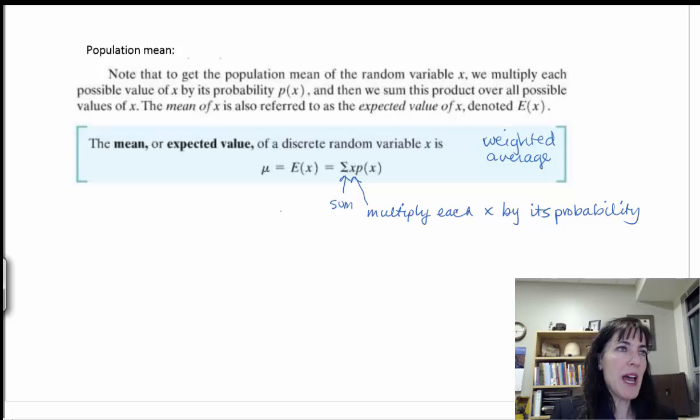And then we're going to add them. After we do that multiplication by the probability, then we'll add all of them up. And that gives us our expected value or our mean. So we'll take a closer look at that.